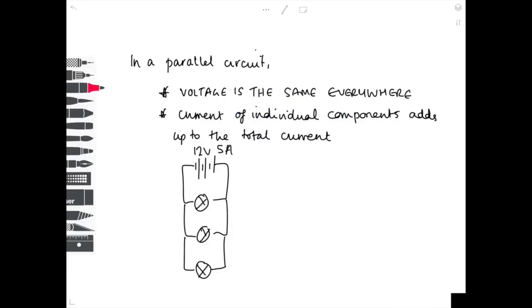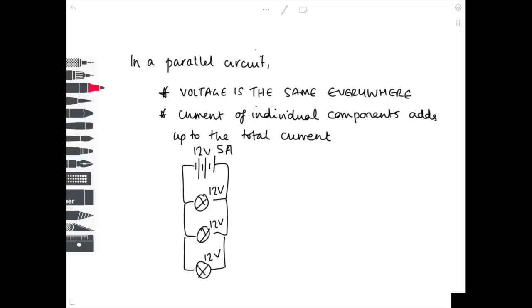The opposite is true in a parallel circuit. Here you find that the voltage is the same everywhere, whereas the current of the individual components adds up to the total current. That means that each of these light bulbs here will have 12 volts going through them, and that explains why with a parallel circuit, if you keep adding extra bulbs, the brightness remains the same, and that's because they receive the same voltage. However, it will mean that your battery will run out 3 times as quickly as if there was only one.